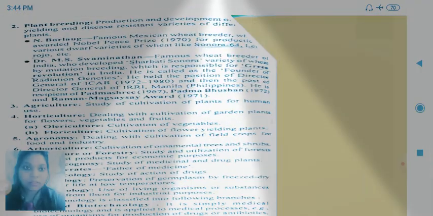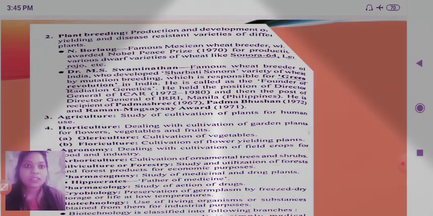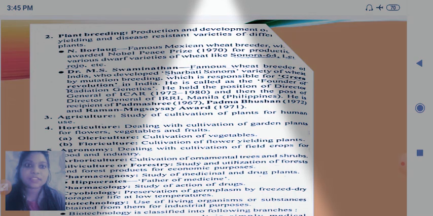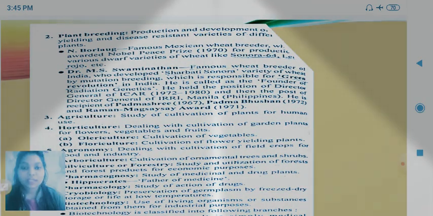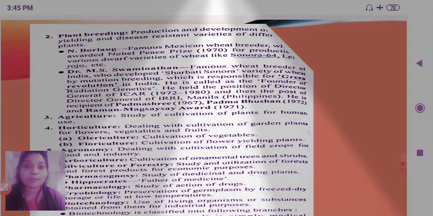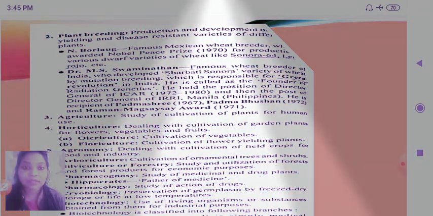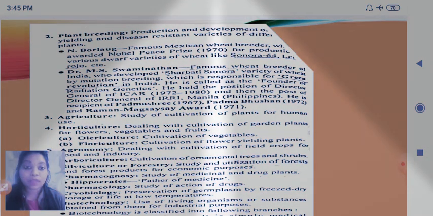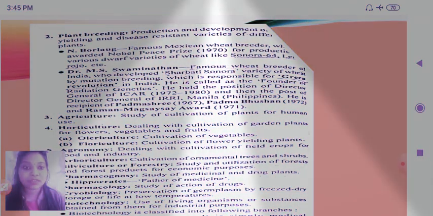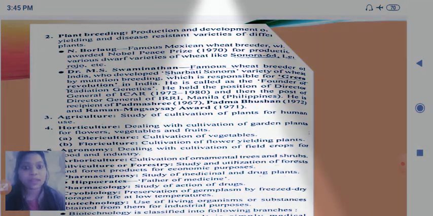And the second one is plant breeding. What do we mean by plant breeding? It means the production and development of high yielding and disease resistant varieties of different plants. Nowadays we improve hybrid variety plants with disease resistance capacity. For example, in the case of rice, nowadays we develop high yielding varieties of rice which are rich in vitamins and minerals. So plant breeding means the production and development of yielding and disease resistant varieties of different plants.